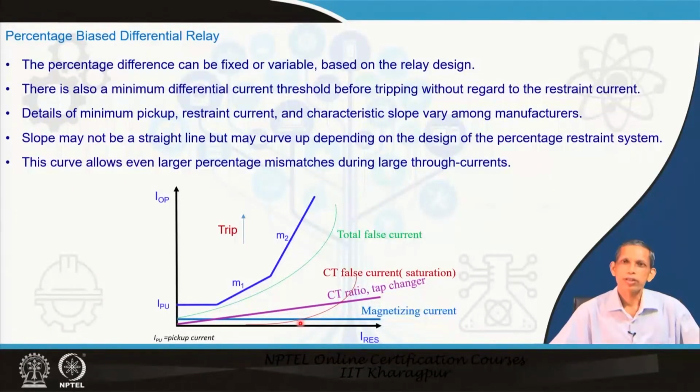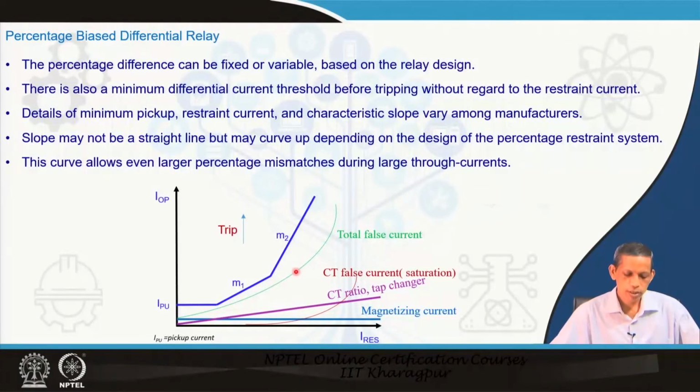Furthermore, we know that CT has limited performance when the current becomes significantly high because of the CT saturation issue. So, we expect very large false current in the differential branch from the CT saturation perspective, and this is a curve like this. Now, when we add all these perspectives, the total sum of the false current in the differential branch may be considered as the green curve like this.